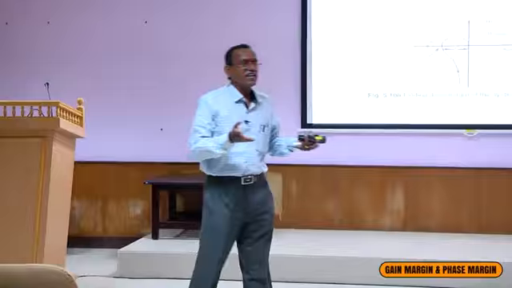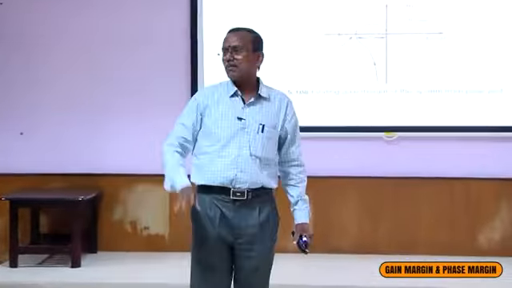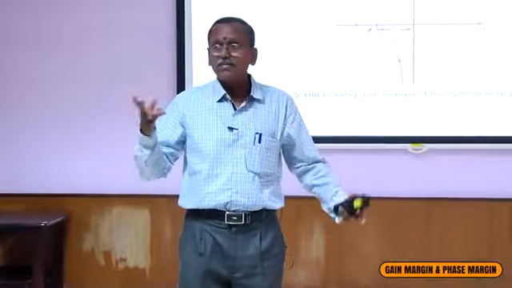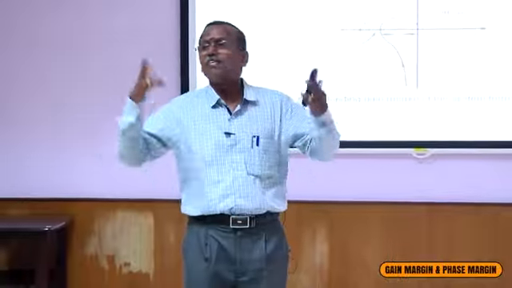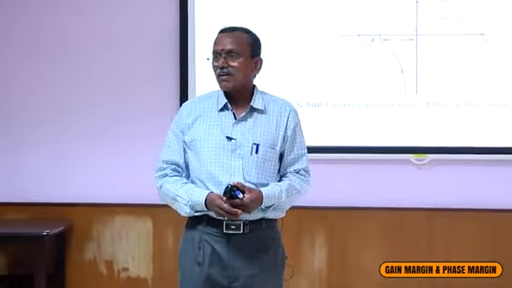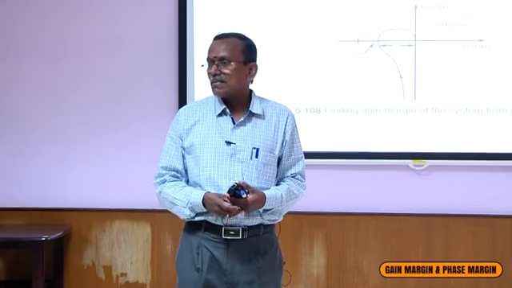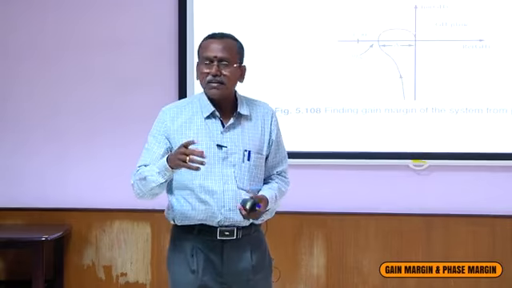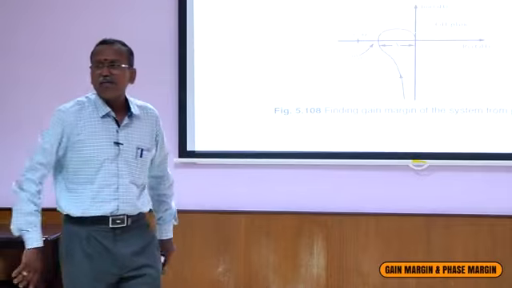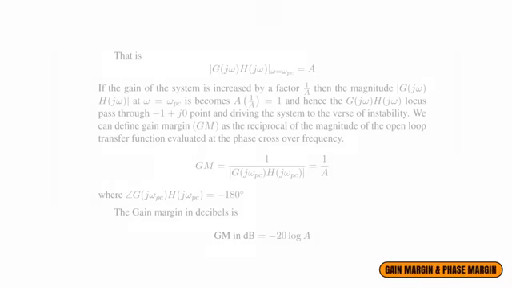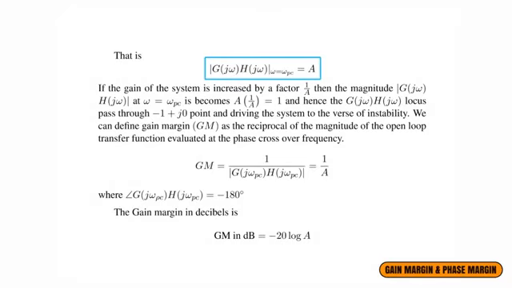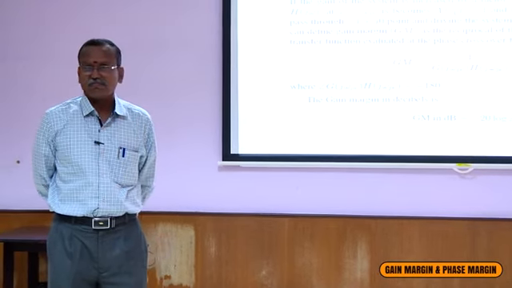That's all. If I make the system gain equal to 2, the system becomes unstable. So the margin is that much. I am safely this much away from instability. Are you able to understand? That is called gain margin. Gain margin is 1 by A, where modulus of G of j omega equals A at the phase crossover frequency.